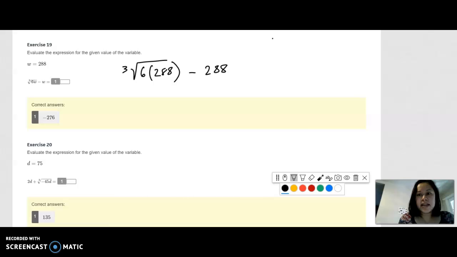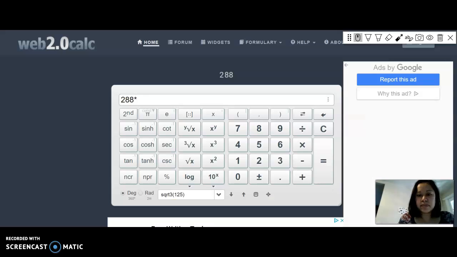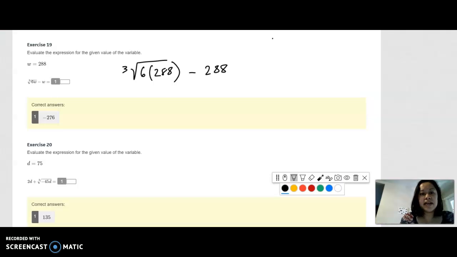What are we multiplying? 6 times 288. Okay, so 1,728. So it's the cubed root of 1,728 minus 288. Order of operations tells us to take care of the exponents first, that would be the roots, before we subtract.